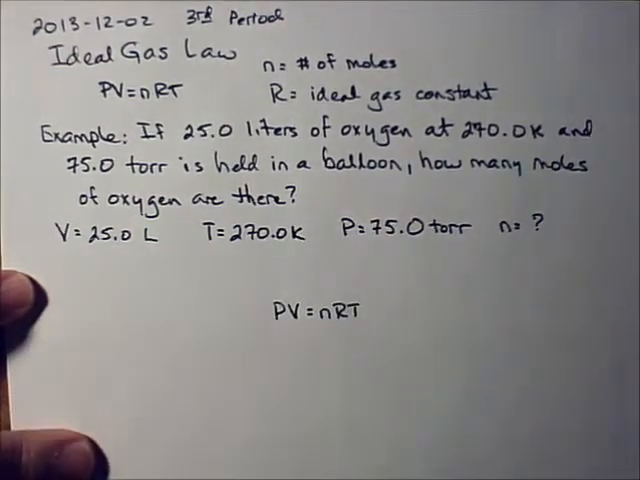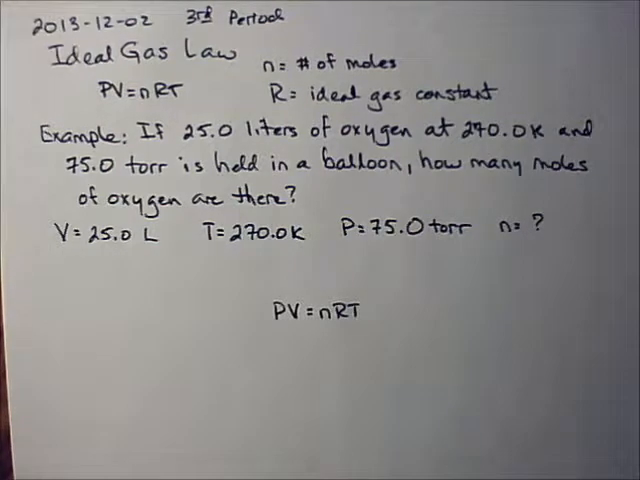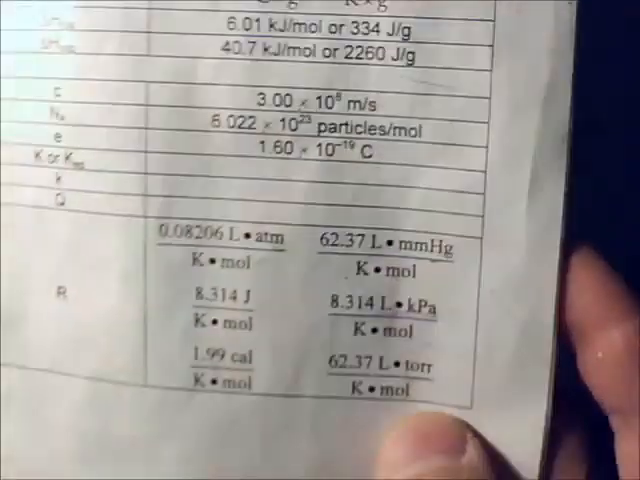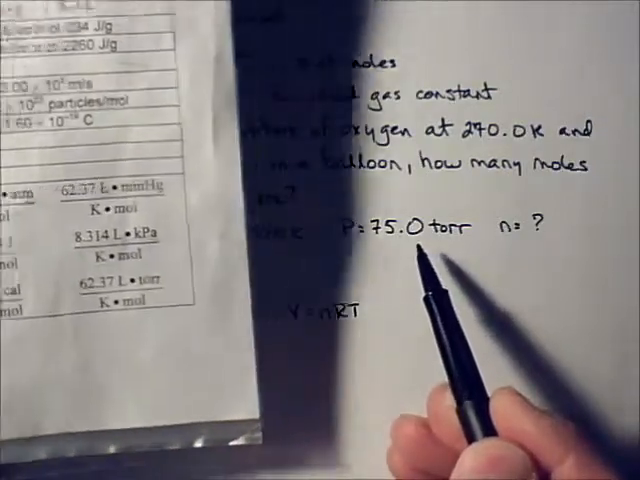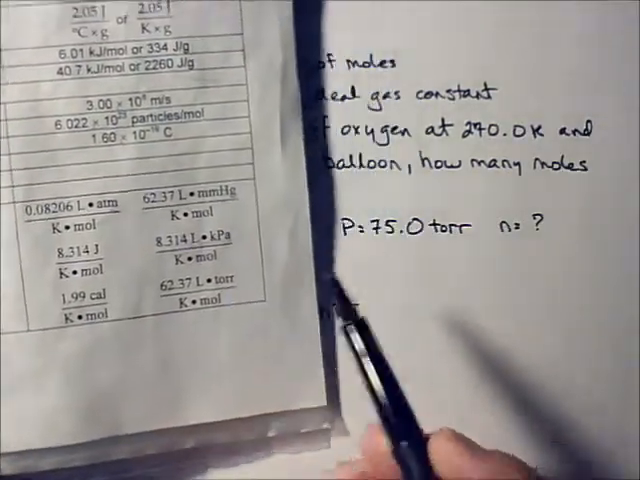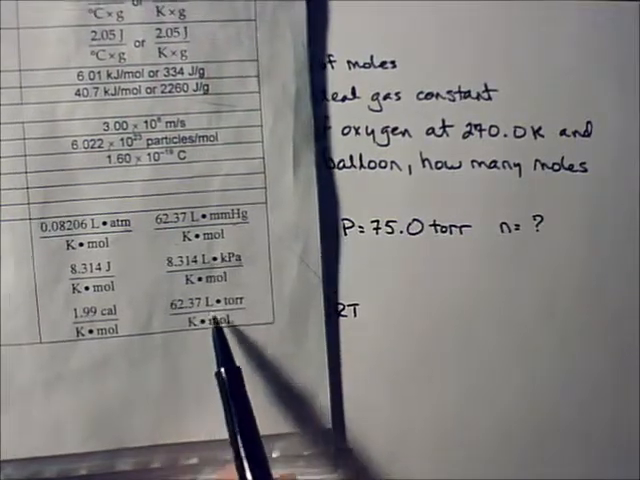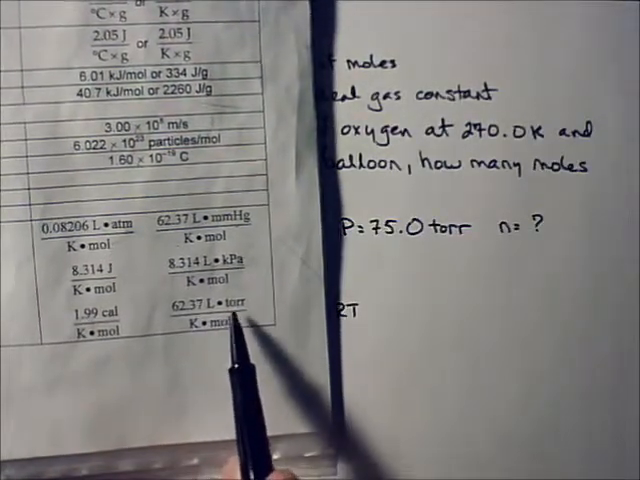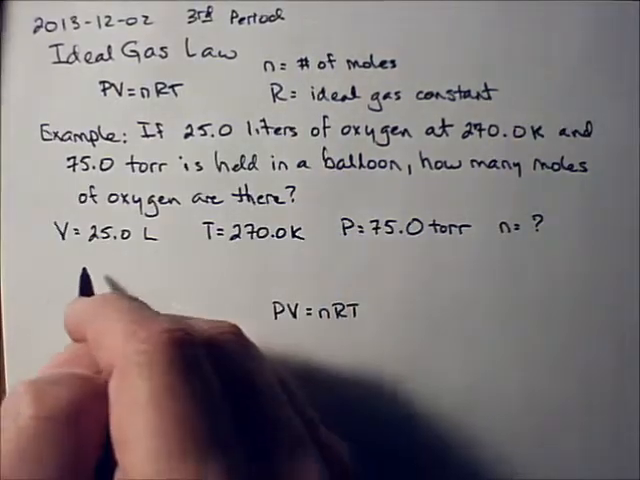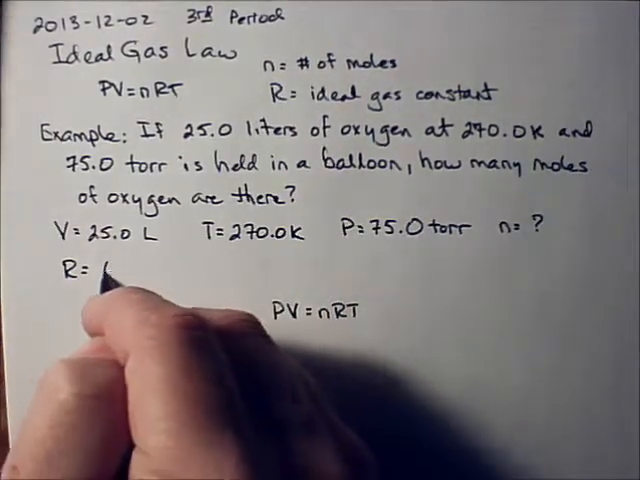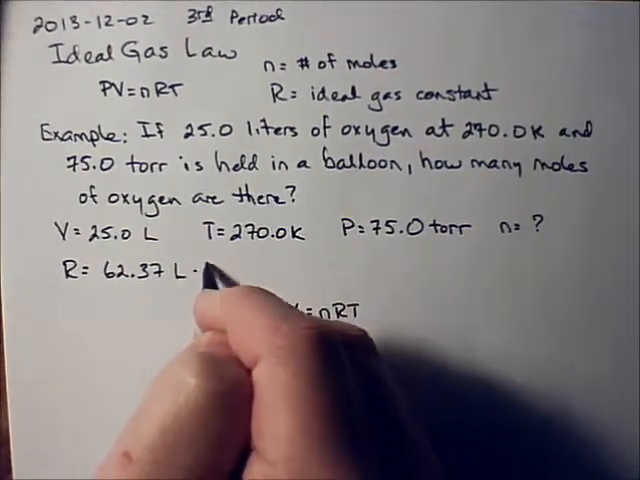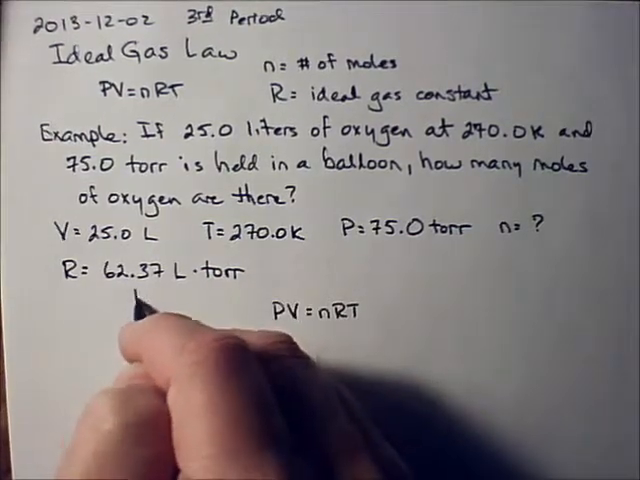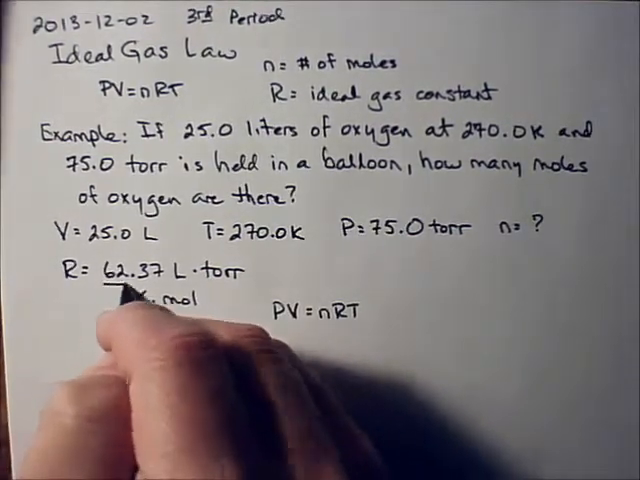But we haven't listed R. But you always have R. Always R. R is always there. It's always there with you, okay? You're never without R. We just have to figure out which one to use. 63 point something. Okay? Good. We got to match this unit of pressure here with one of these here, and this is the one that matches the unit of pressure. So this R is 62.37 liters times torr over Kelvin times moles.